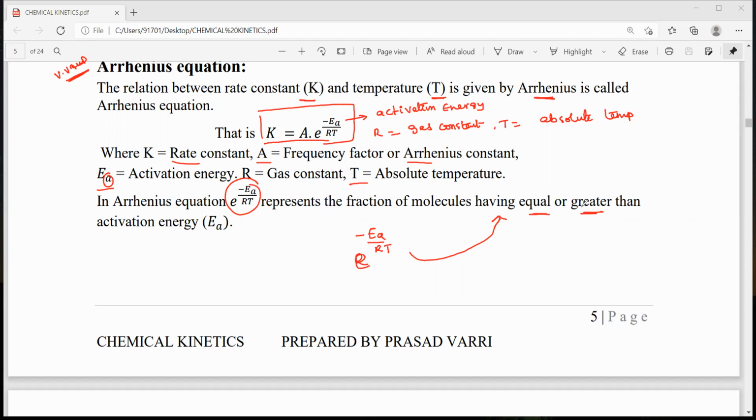Okay, so e to the power of minus Ea by RT represents the fraction of molecules having energy equal to or greater than the activation energy.